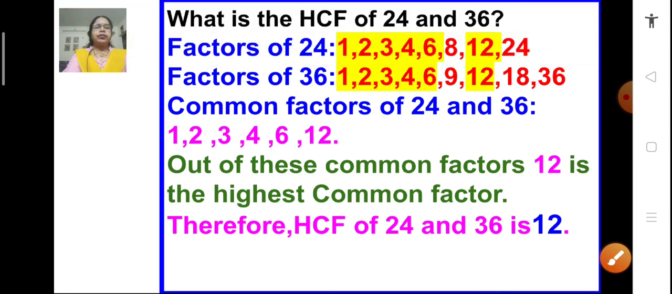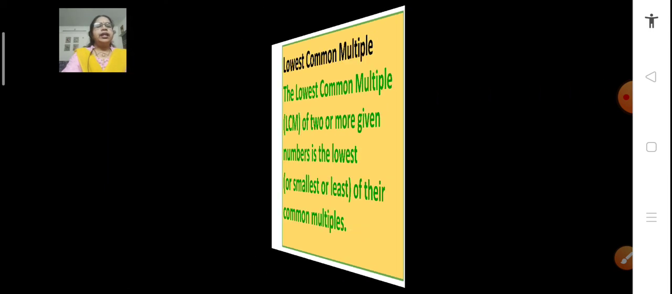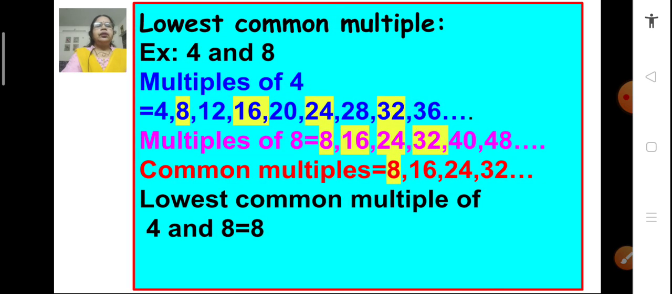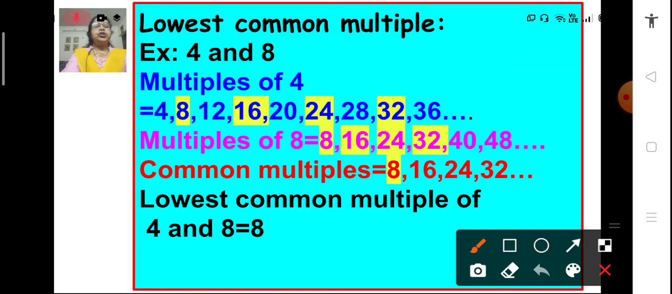Now, let us see what is LCM or lowest common multiple. The lowest common multiple of two or more given numbers is the lowest of their common multiples. So, let us see the lowest common multiple of 4 and 8. For this we write multiples of 4. What are they? The multiples of 4 are 4, 8, 12, 16, 20, 24, 28, 32, 36 and so on.